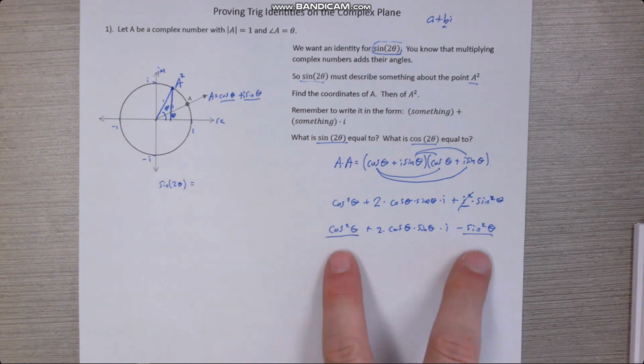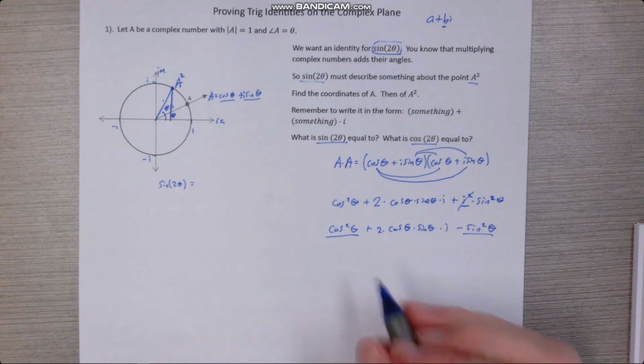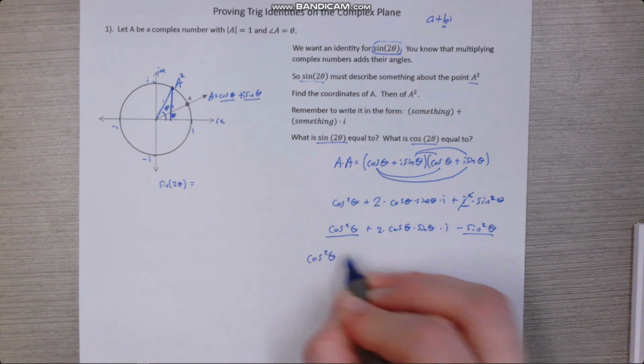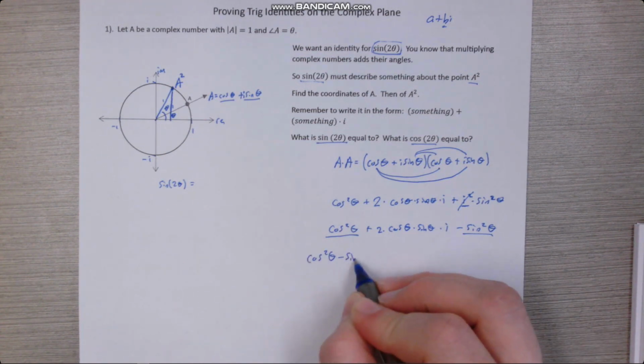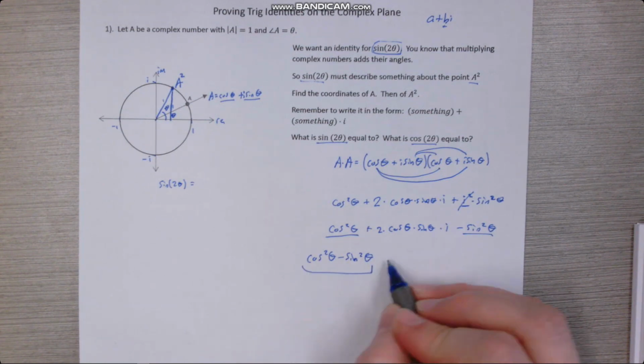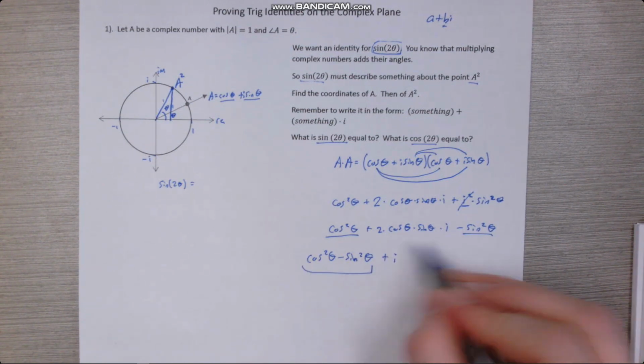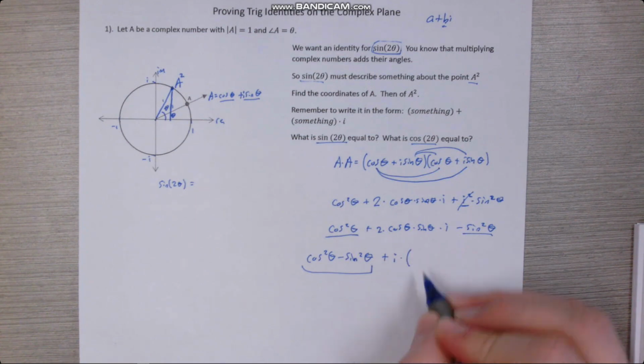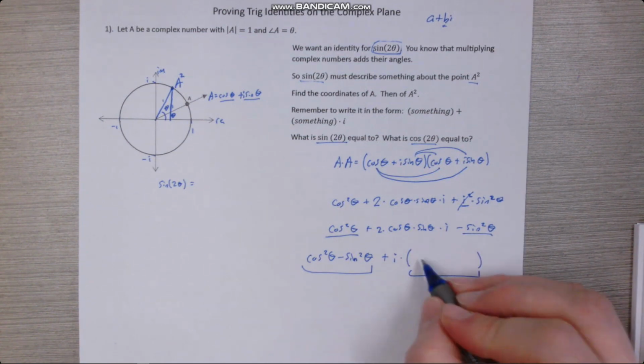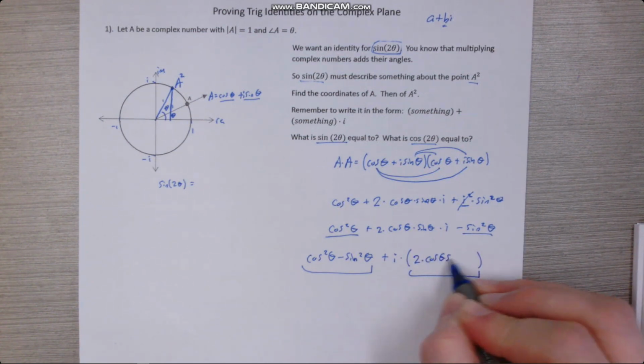So those are the real parts. So I'll group those at the beginning. Cosine squared theta minus sine squared theta. And then I'll move the I to the beginning here. Let's put together the imaginary parts, which are 2 cosine theta, sine theta.